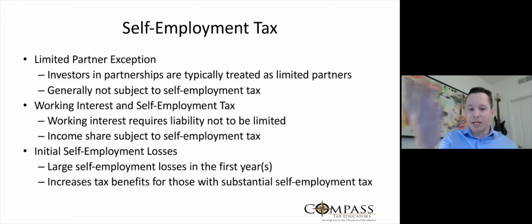And so on the K-1, you'll see the losses in box 1, you'll see the intangible drilling costs, and then up in box 14A of the K-1, where you see the net earnings from self-employment calculation, you'll see maybe a negative amount in the first year. But the negative amount you see is only equal to the amount in box 1, and it doesn't include the intangible drilling costs that appear in box 11 or 13 of that K-1.